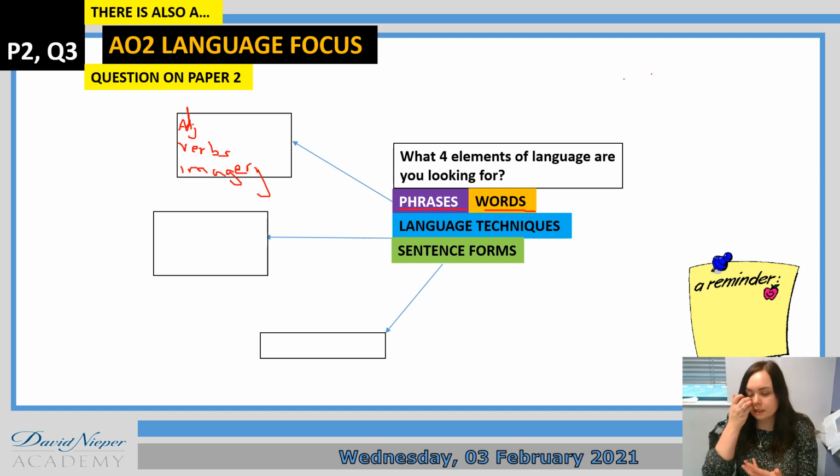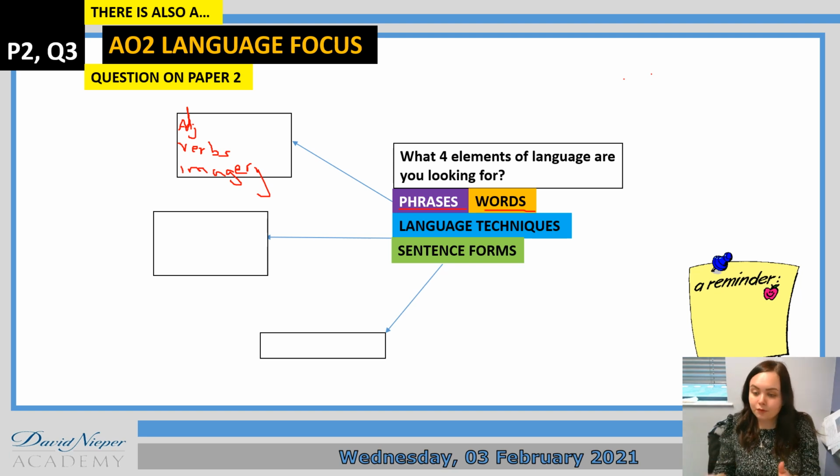So adjectives are obviously describing words, so thinking about the brown table, verbs thinking about the action, so punching, kicking, and imagery being a specific kind of picture that they want to paint. So is it a beautiful summer's day or is it a grey and gloomy day?